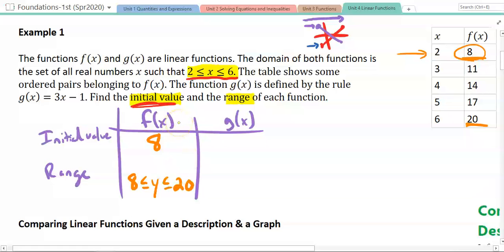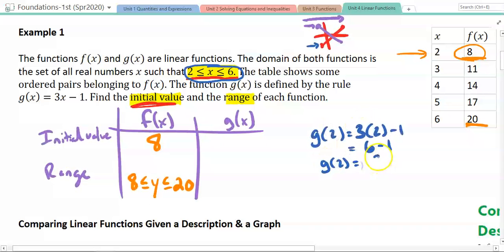Now we need to do it for the g of x function. This is where we're going to have to do a little bit of work to find that. And that comes back to knowing our domain. So g of 2 is equal to 3 times 2 minus 1. So that gives us 6 minus 1. So g of 2 is equal to 5. So my initial value is 5.